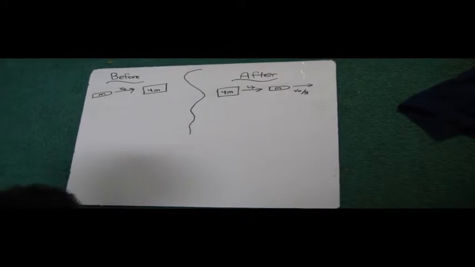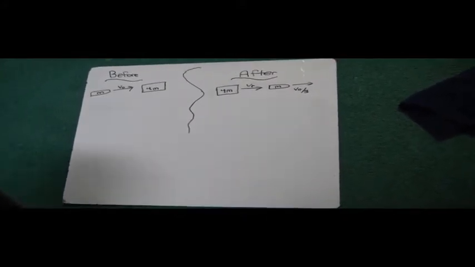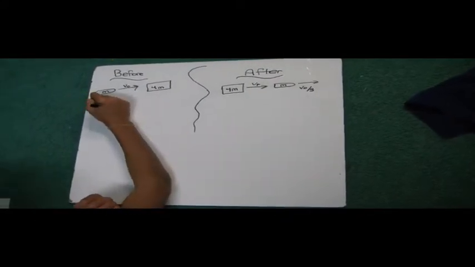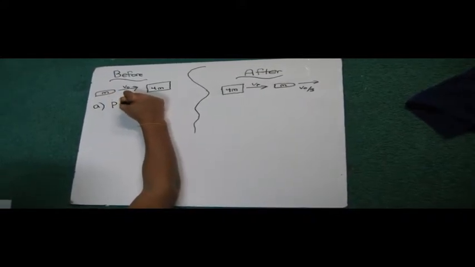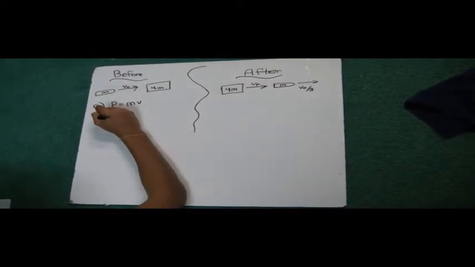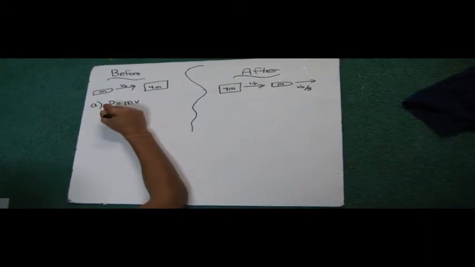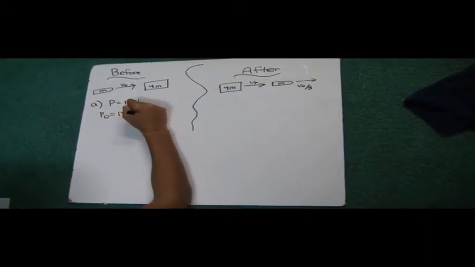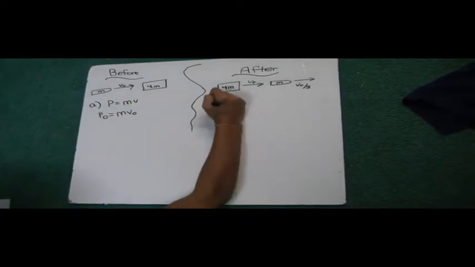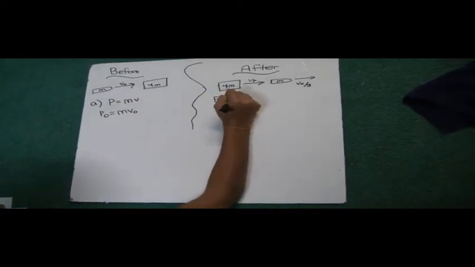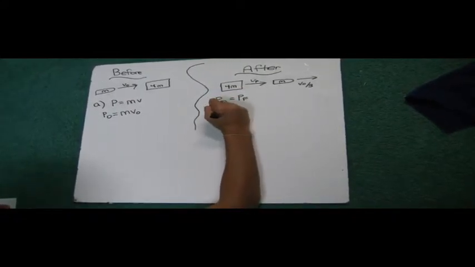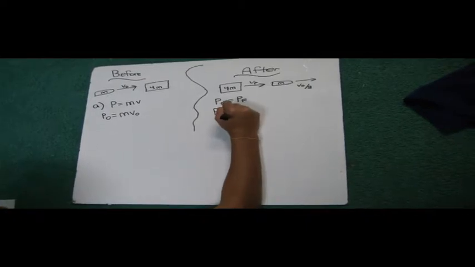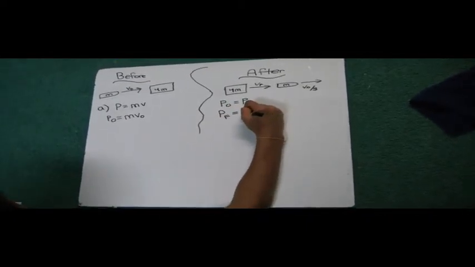Now that we've reviewed the before and after diagrams, we can apply these diagrams to part A, which asks for the final velocity of the block once the bullet has penetrated it. Momentum equals mass times velocity. So in the before picture, initial momentum equals mass times initial velocity. Next, we will move over to the after picture. In the after picture, initial momentum equals final momentum. And since we already have the equation for initial momentum, we need to write down the equation for final momentum.